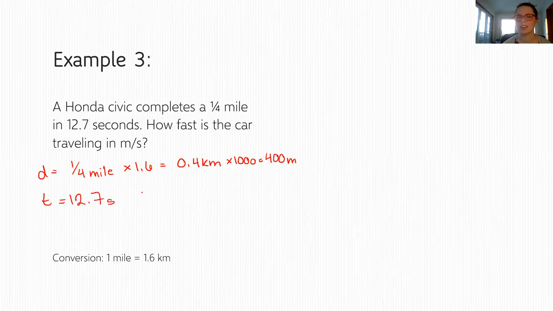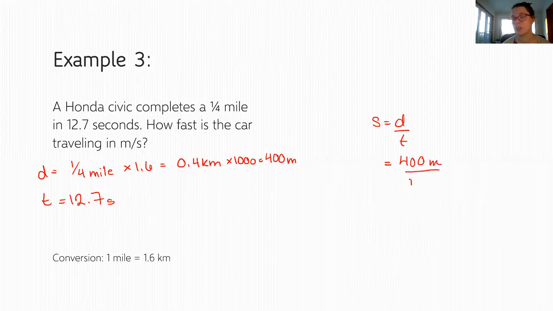You'll notice it was in seconds. Would it make sense to put this in kilometers per hour? We're going a short distance in a short time. It makes more sense for us to describe our speed in meters per second. So speed is equal to distance over time, which is equal to 400 divided by 12.7, which equals 31.5 meters per second. And that will be our speed.